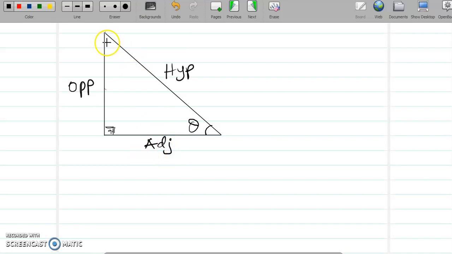So even if here is the angle, that means here will be the opposite. See that? The opposite and the adjacent are determined by the position of the angle, while the hypotenuse is just the one opposite the right angle, and is also the longest side.